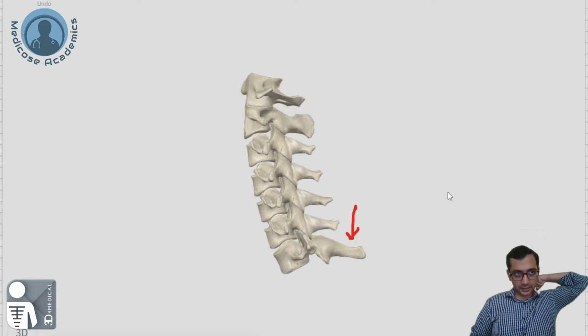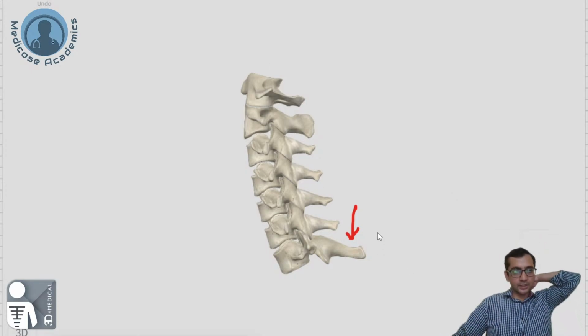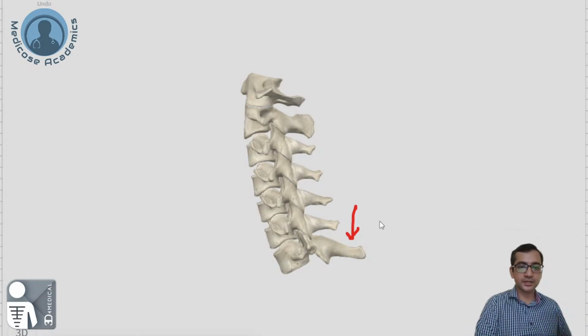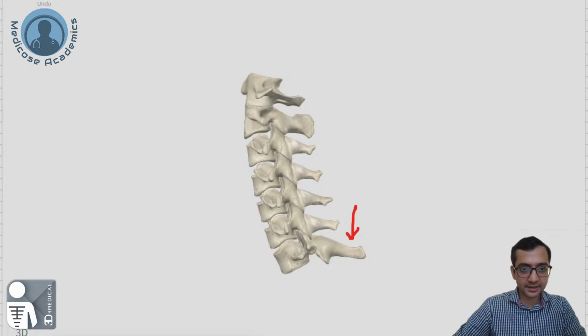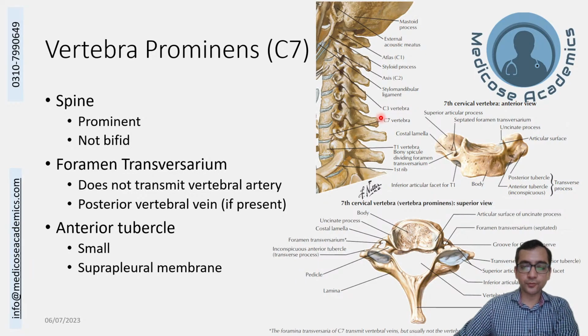This point I'm not able to show here in myself. At this point you will see a bony prominence. This bony prominence is the posterior spine, the namesake of this cervical vertebra, C7. So this is the vertebra prominens. From here you palpate the C7 vertebra, the first vertebra that can be palpated on the back aspect, and you palpate the vertebrae on the surface anatomy all the way down. It is not bifid, it is simple.